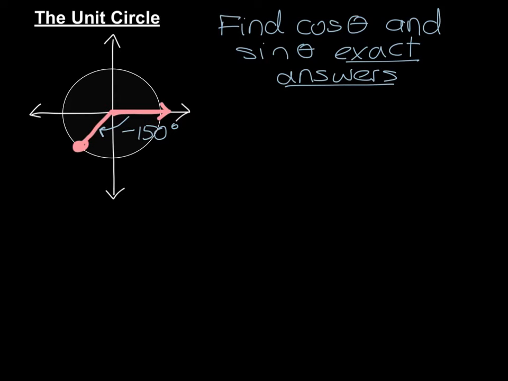In order to find the measure of the cosine of theta, which is going to be the horizontal distance out, and the sine of theta, which is going to be the vertical distance out, we're going to create a triangle. So I'm going to use the reference angle here. 180 degrees minus the 150 degrees will leave me here with a 30-degree angle.